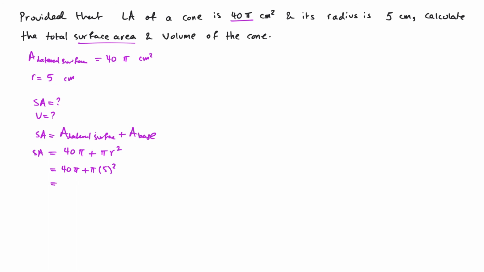And I'm just going to calculate this as an exact value first. So 40 pi plus 25 pi. And if you have 40 pies and you add another 25 apple pies, that's going to be a lot of apple pies, but you are going to have a total of 65 pies in total. And my unit for it is centimeters squared, and our surface area is 65 pi centimeters squared as an exact value.